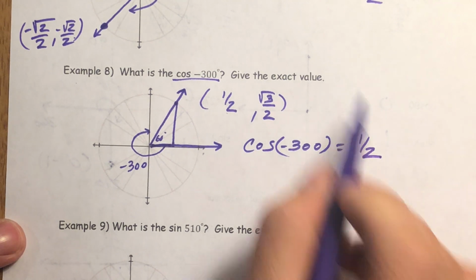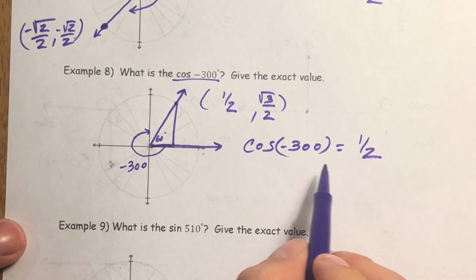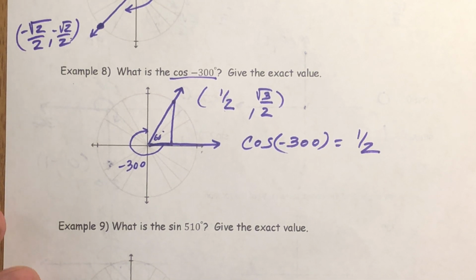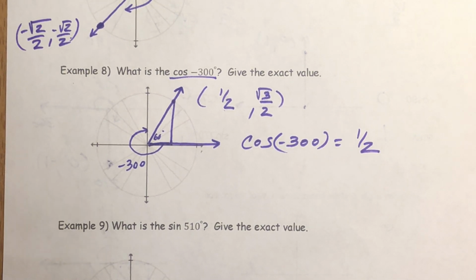So what this is showing us, guys, is how to find these values without using the unit circle. So a lot of what we're going to do is use the unit circle to find this stuff. So I'm hoping that helps you out a little bit.